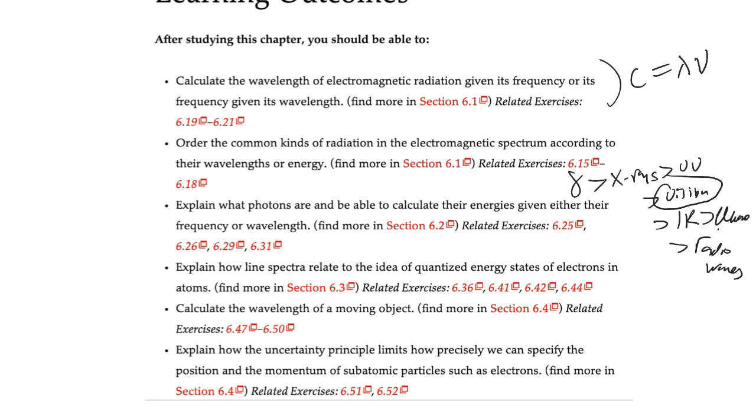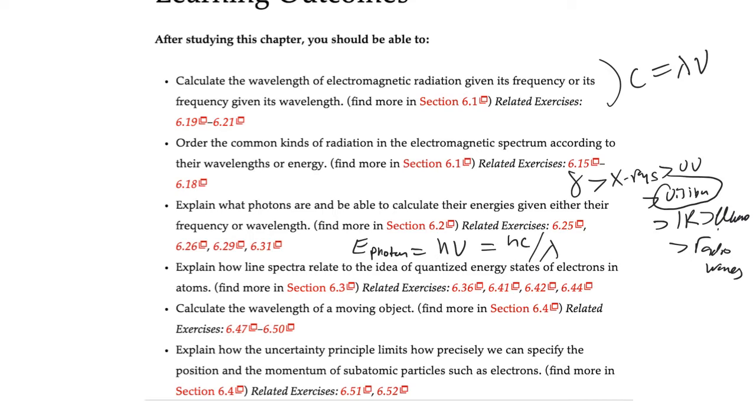Explain what photons are and be able to calculate their energies given their frequencies or wavelength. So photons are just the most indivisible forms of light. You can calculate the energy of a single photon using the expression hν, or hc divided by λ. So hc over λ. Generally, h and c are your two givens on this exam in terms of fundamental constants.